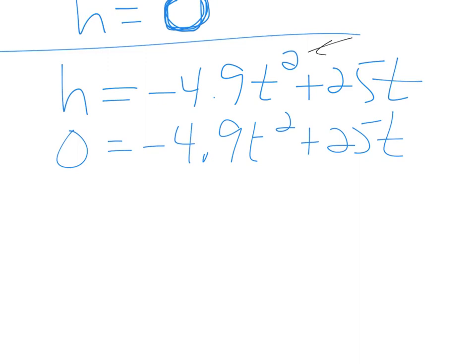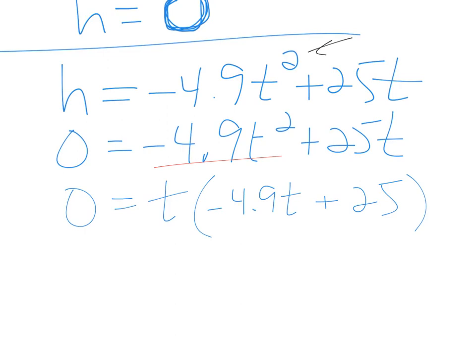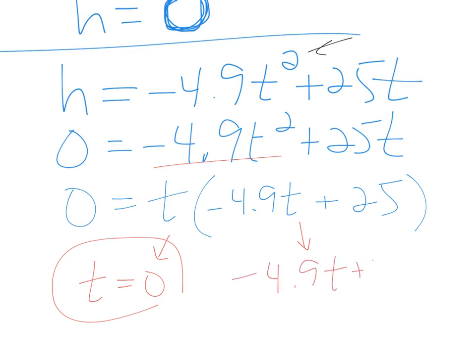We can either solve it by factoring or the quadratic formula. I see each of these terms have a common factor of t. So what I'll do is I'll take out the common factor. So I have t times negative 4.9t. That gives me negative 4.9t squared. And t times 25 is 25t. So let me now set the two factors equal to 0. So t is 0, and negative 4.9t plus 25 equals 0.